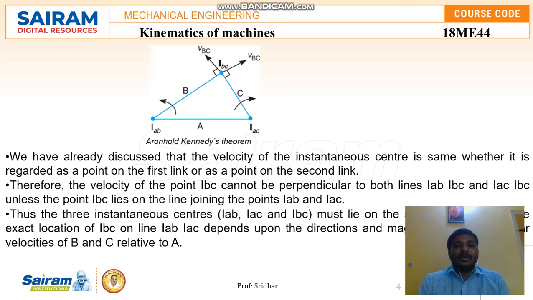To find the number of instantaneous centers, N equals n into n minus 1 divided by 2, where n is the number of links. Based on this, we can find the number of instantaneous centers or the number of links. So this is how the Aronhold-Kennedy theorem has been proved.